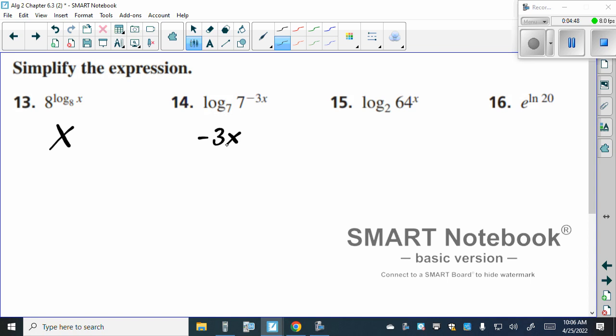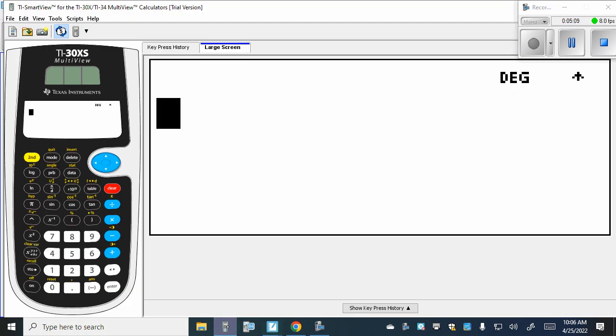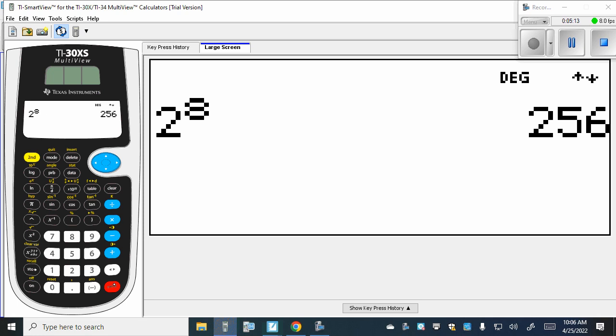Now the next one, log base 2 of 64 to the x. Well, that's not going to be just x, because we have to rewrite 64 as 2 to a power. Now we need to see what power that would be. 2 to the 8th, let's check it here, is 256.